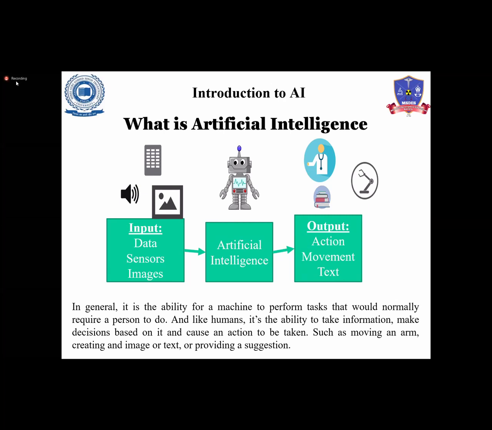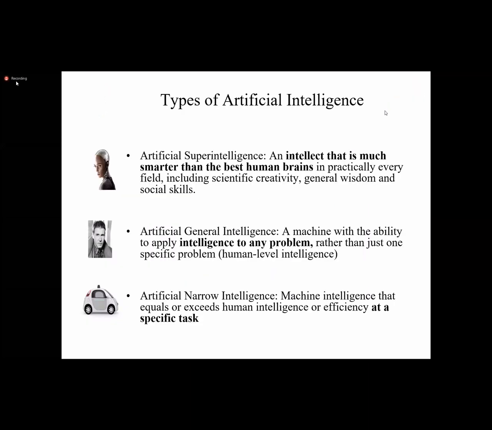So what is that? Artificial intelligence is the ability of a machine to perform a task that would normally require a person to do, like a human. It is the ability to take information, make a decision based on it, and cause an action to be taken, such as moving an arm, creating an image or text, or providing a suggestion. There are some types of artificial intelligence categories into which equipment is divided nowadays. Number one is artificial super intelligence.